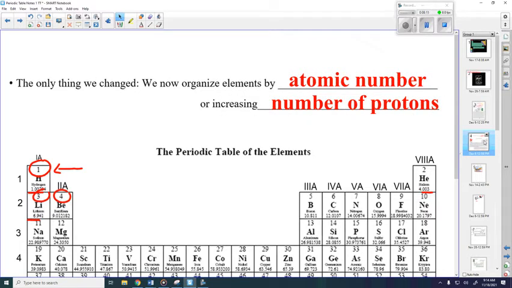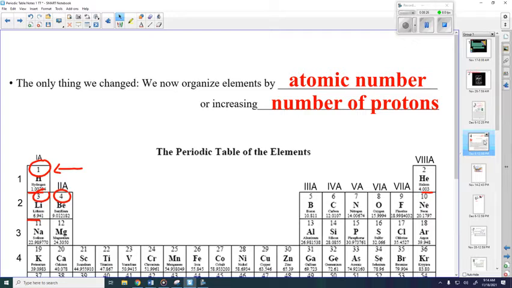aka the number of protons. So element 1 is the one with 1 proton, and 2 is the one with 2 protons, and so on and so forth. And it's close to the same order that Mendeleev had. It's a little bit different at points, like your argon and potassium. But Mendeleev had a pretty solid system.